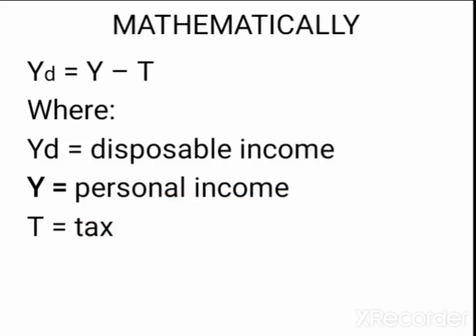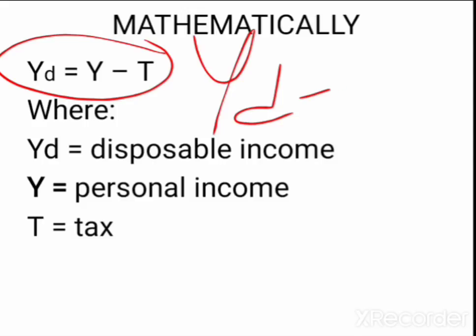And the formula for disposable income is this: Y subscript D equals income minus tax. That's the formula for disposable income. Disposable income equals your income minus tax.